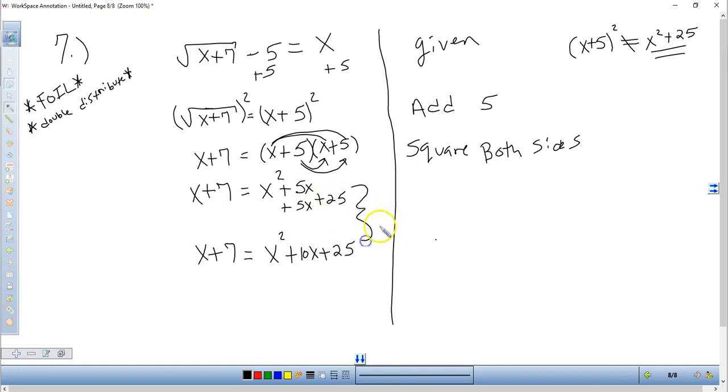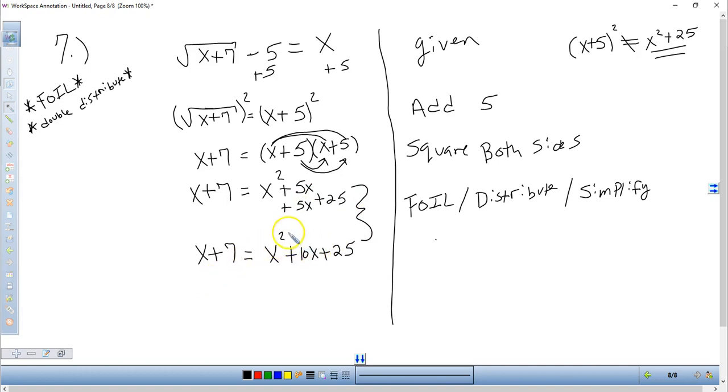So this part here, that's your FOIL, distribute, simplify. Okay, so that's what we did there. FOIL, distributed, and simplified.